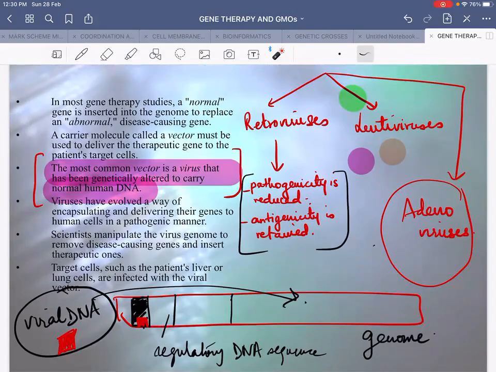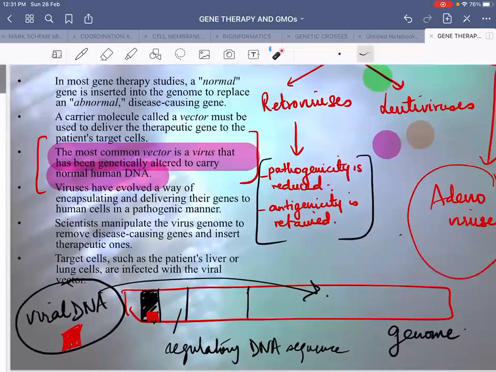As a general rule, this slide is telling you a general rule. In most gene therapy studies, a normal gene is inserted into the genome to replace an abnormal disease-causing gene. Meaning, I am telling you the general outline. For example, if I want to insert a normal allele, okay, I will want to use a vector. I can't do that without a vector.